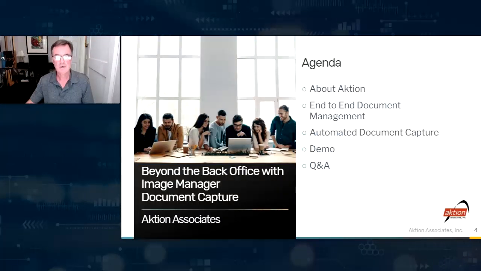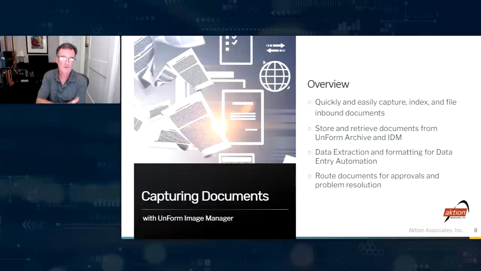So we're going to start with a quick overview of how we can quickly and easily capture documents. And when we capture them, we can do a lot of things with them. We can simply capture index information used to store and retrieve those documents. And then we can store them in the UnForm archive, and we can also push documents directly into IDM as well. So you can use the application to capture externally generated documents and push them into either of the document repositories for storage and retrieval.